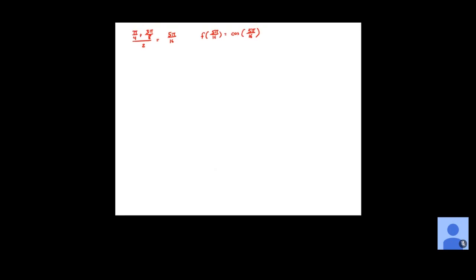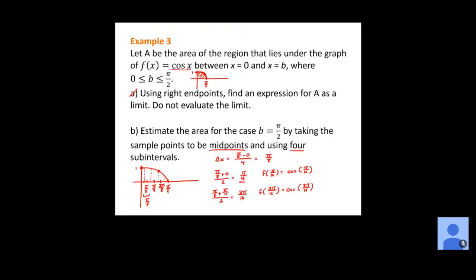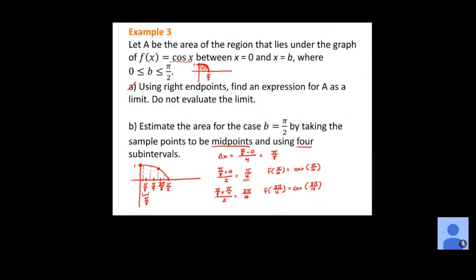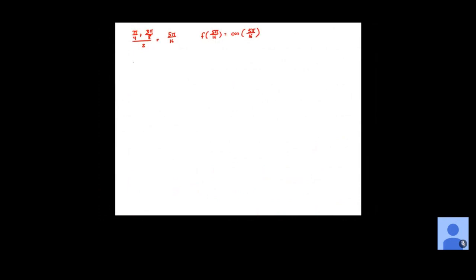All right, and then finally, we just need that last value that's between 3 pi over 8 and pi over 2. So if we average those values, what should we get there? Good, that's going to give us 7 pi over 16. And again, to find the height, we just plug that into our cosine function. So we get cosine of 7 pi over 16.